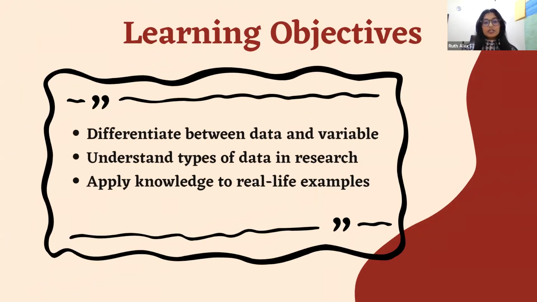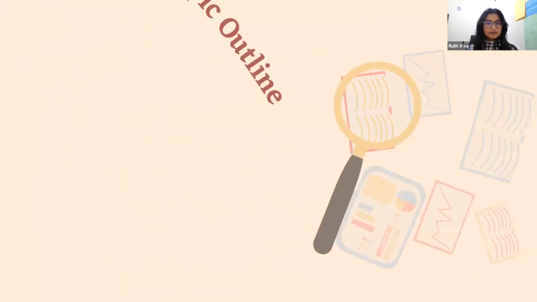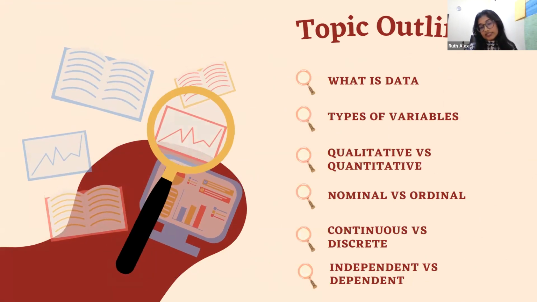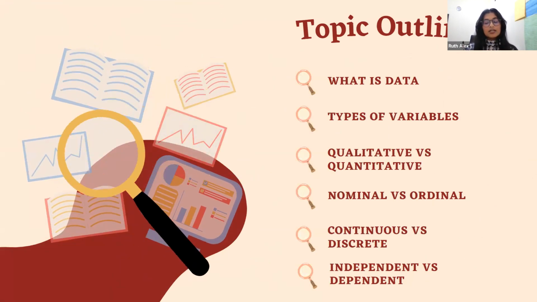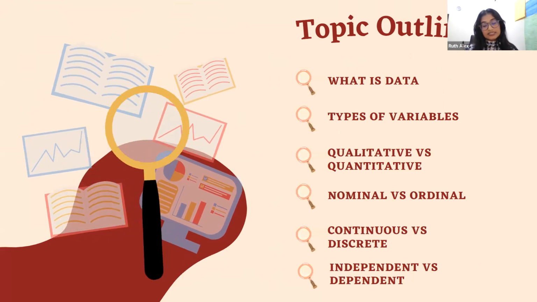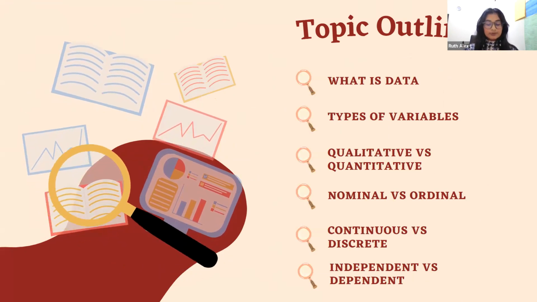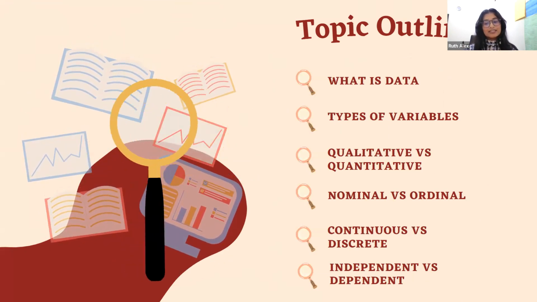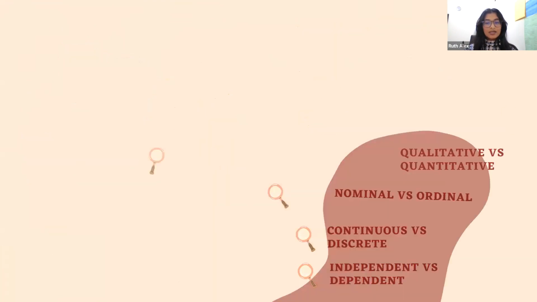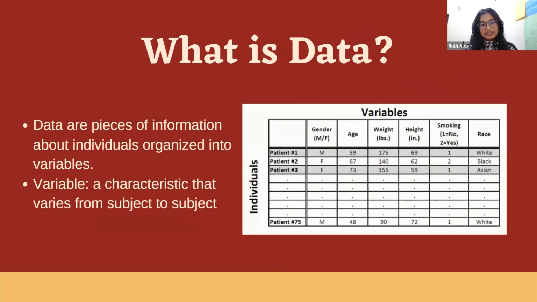So for today, our learning objectives are to first differentiate between data and variable. Even though these are used very interchangeably, there is a difference between them. Understand the different types of data in research and apply this to real-life examples. We'll be talking about what data is, types of variable, the difference between qualitative and quantitative variables, difference between nominal and ordinal, the difference between continuous and discrete, and finally, independent versus dependent. I will hand over to my colleague, Fatima Bashir.